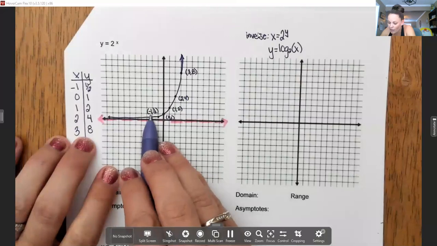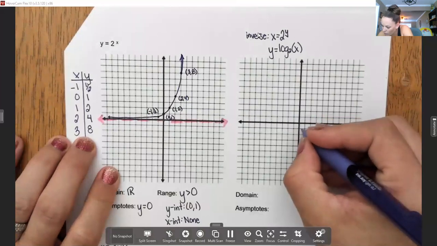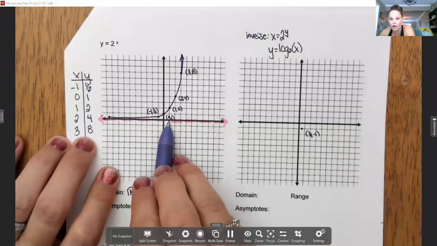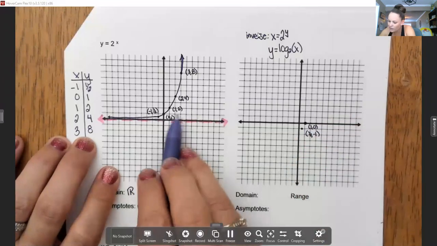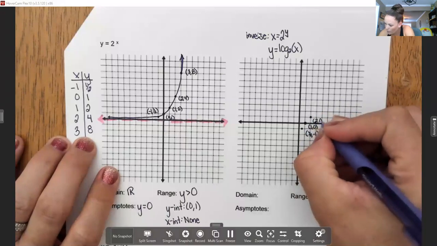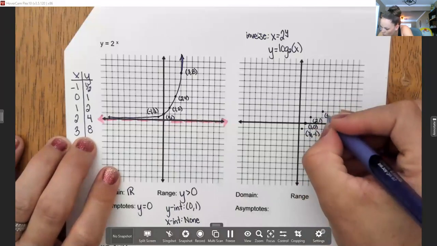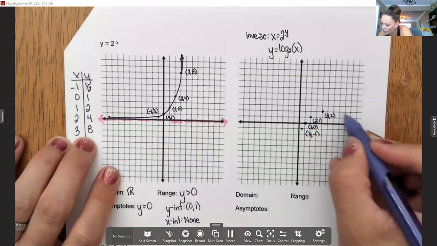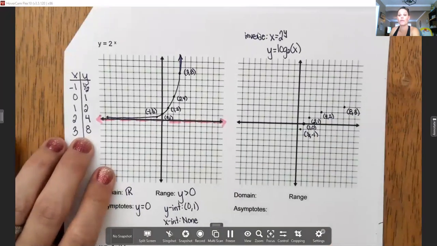So if this is the point -1, 1/2, it's now the point 1/2, -1. If this is the point 0, 1, it's now the point 1, 0. This is the point 1, 2, is now the point 2, 1. 2, 4 is now 4, 2. 3, 8 is now 8, 3. So that's why we were reviewing inverses.